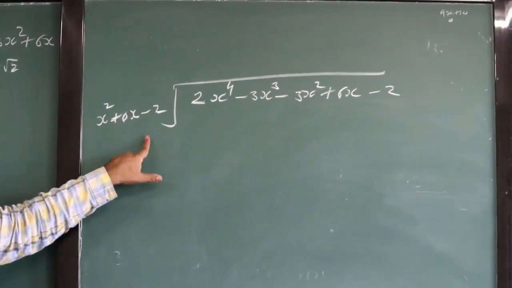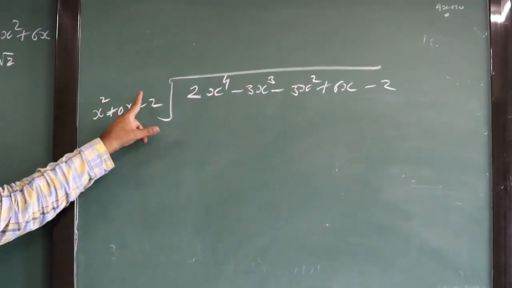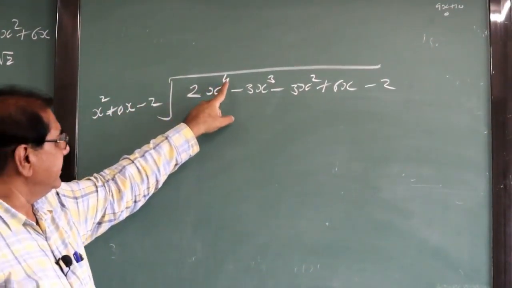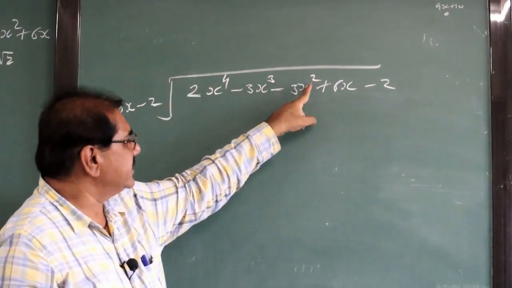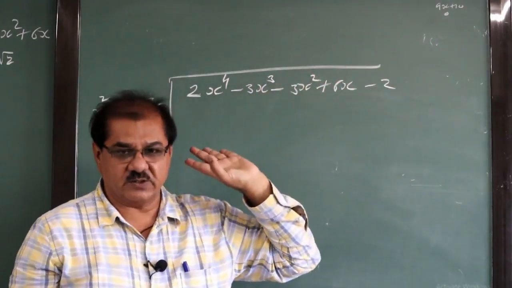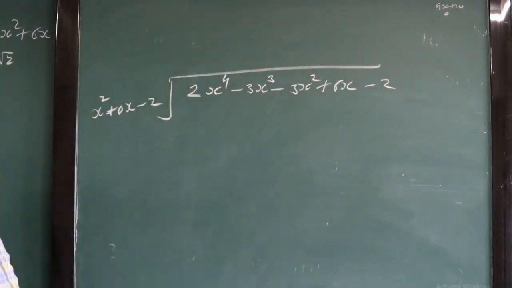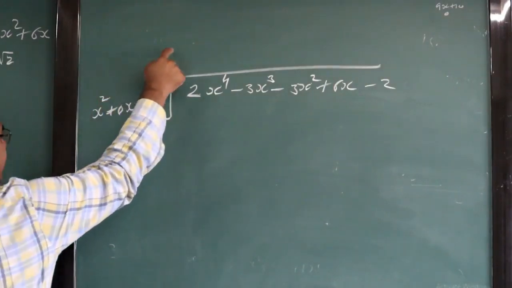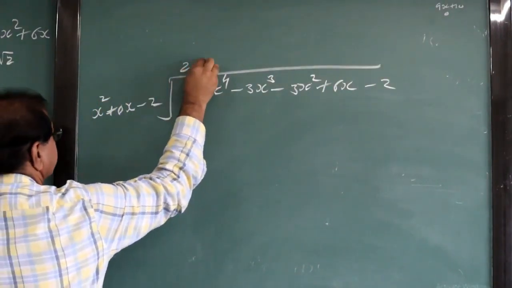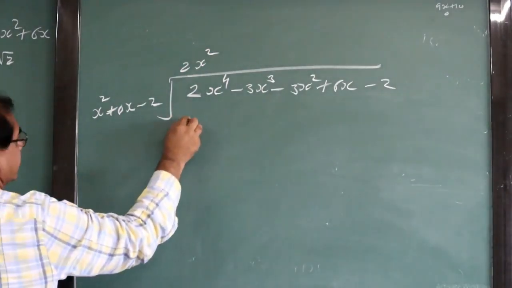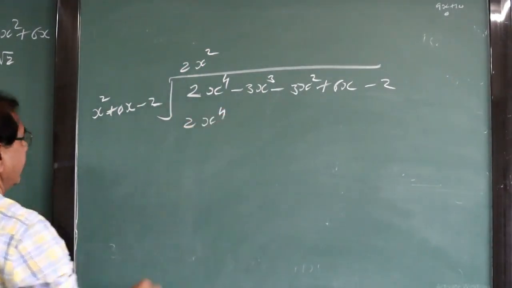So now it is in the standard form. Raised to 2, raised to 1, raised to 0. Here we check raised to 4, raised to 3, raised to 2, raised to 1, raised to 0. So ready? We go for division now. x square into what makes 2x raised to 4? You say it is 2x square. So it is 2x raised to 4.